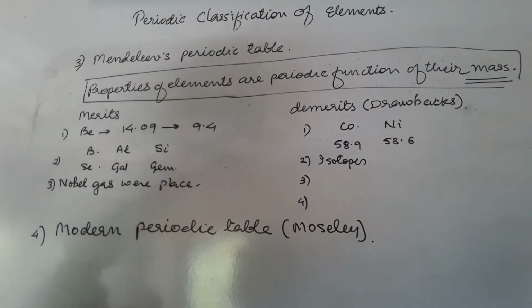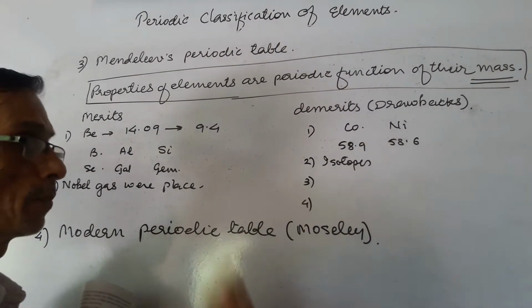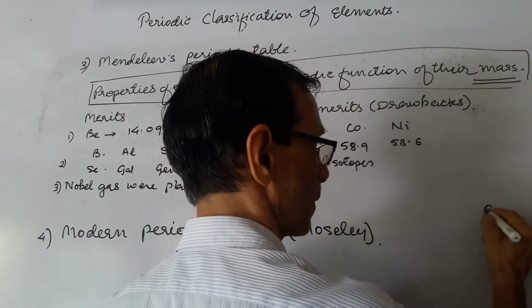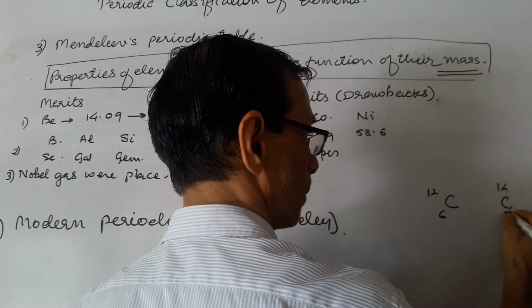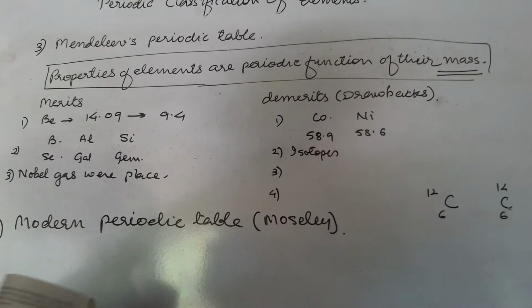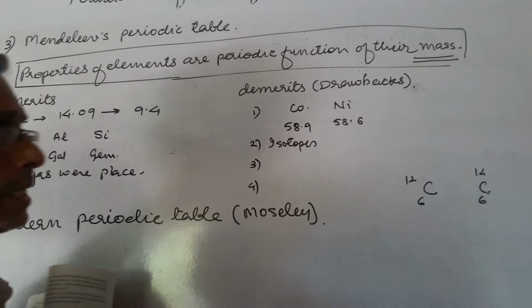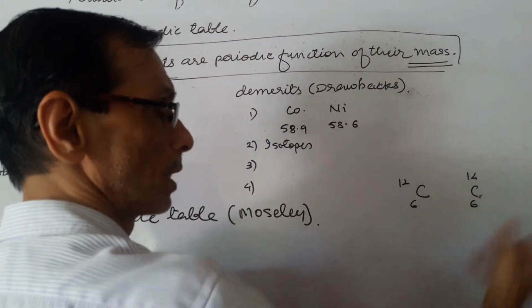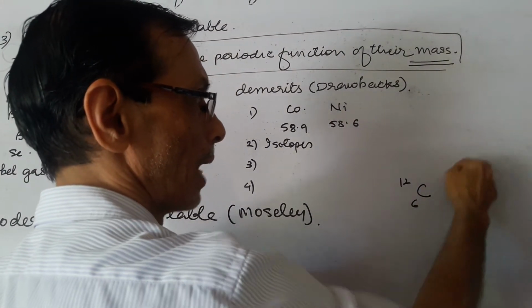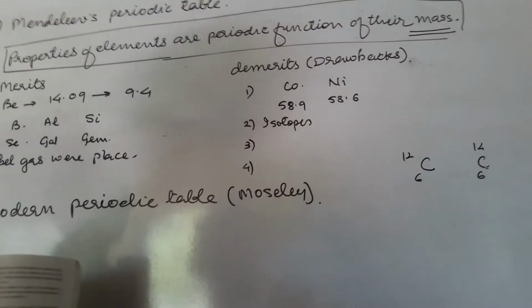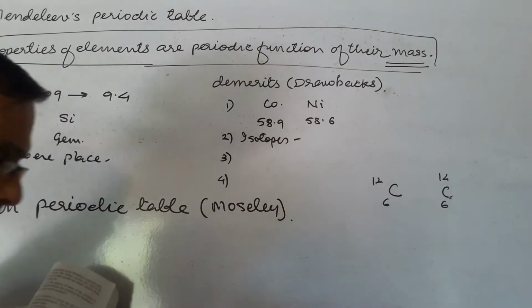Second anomaly: you find that isotopes, discovered later, did not find a place in Mendeleev's periodic table. Why? Because isotopes, we know. For example, if you take carbon, carbon has two isotopes, carbon-12 and carbon-14. Now carbon has atomic number 6, but isotopes have the same atomic number but different atomic mass. And therefore, since the atomic mass is different, carbon-14 will come with nitrogen, because nitrogen has mass 14. So the isotope carbon-14 did not find a place in this, and that is the second demerit of Mendeleev's periodic table.